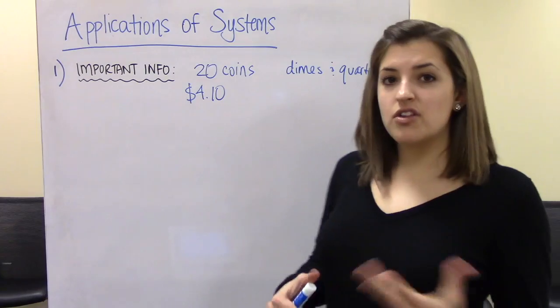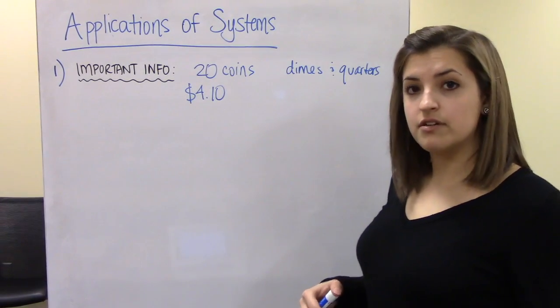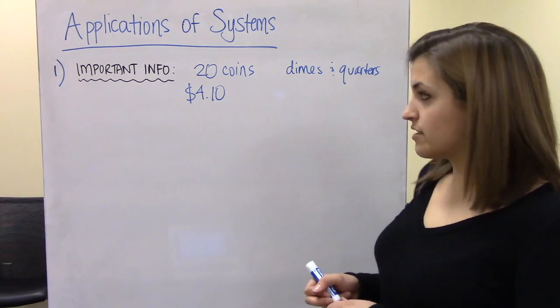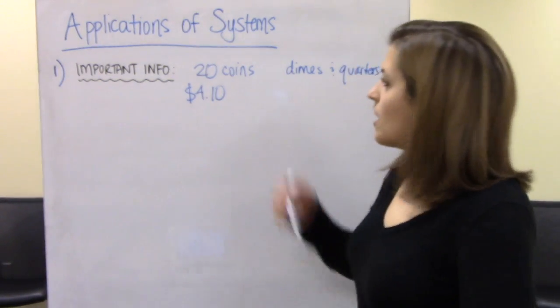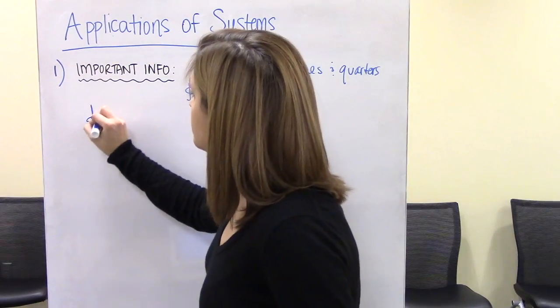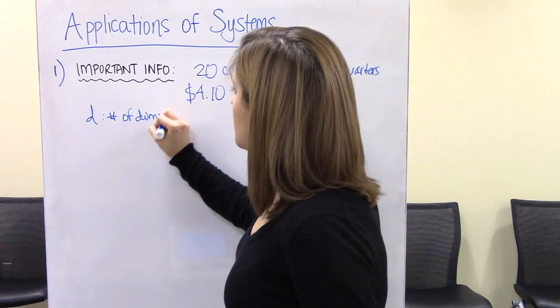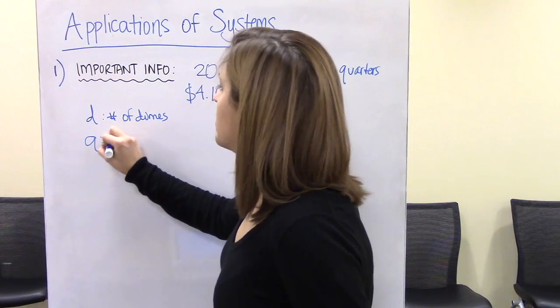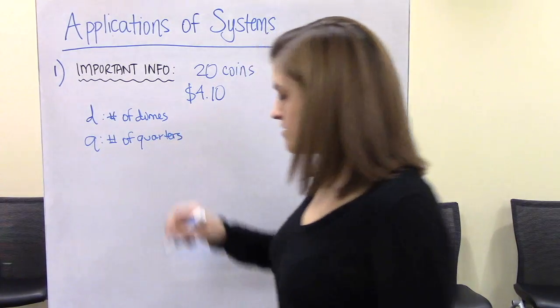So what are we really looking for here? Well, we're looking for the number of dimes that he's holding and the number of quarters that he's holding. So those two are going to be our variables. So I will write D is the number of dimes, and Q is the number of quarters. And now we can write a system of equations.